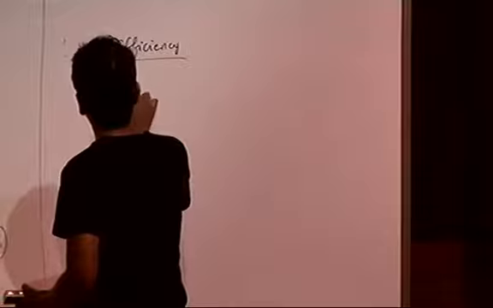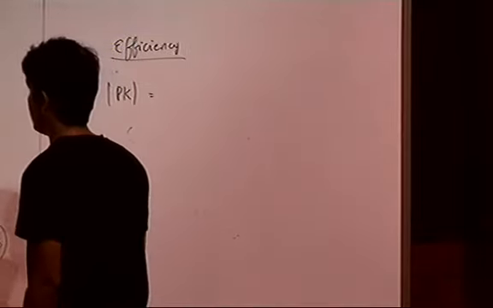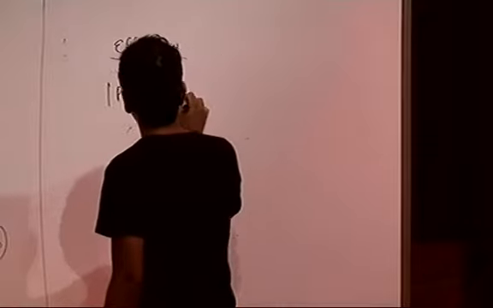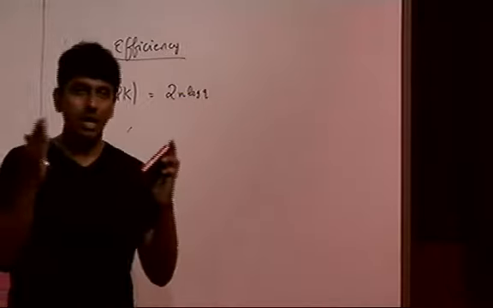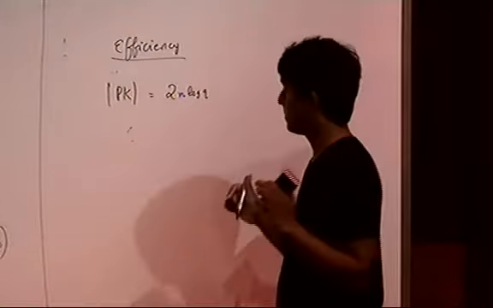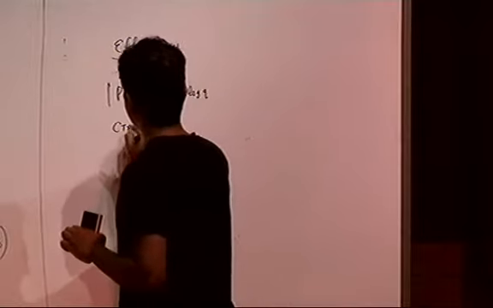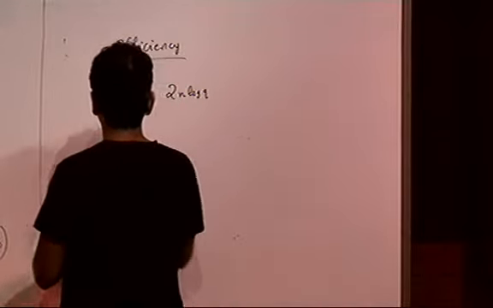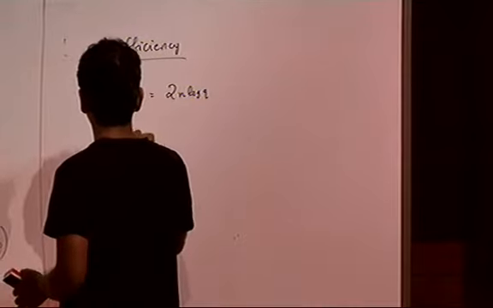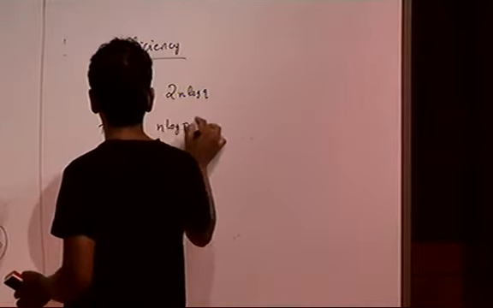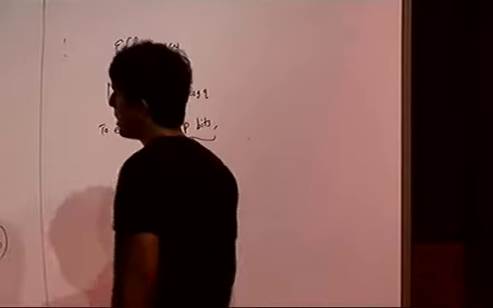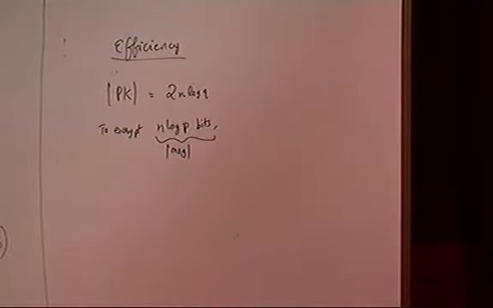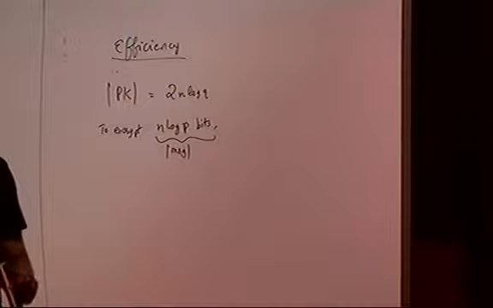Well, the length of the public key is 2 times n times log q. There are 2 polynomials, each of which takes n log q bits to write down. The ciphertext, well, to encrypt n times log p bits, this is the length of the message, right? Because the message here is a polynomial, so a degree n minus 1 polynomial with coefficients in Zp. So that's n times log p bits.